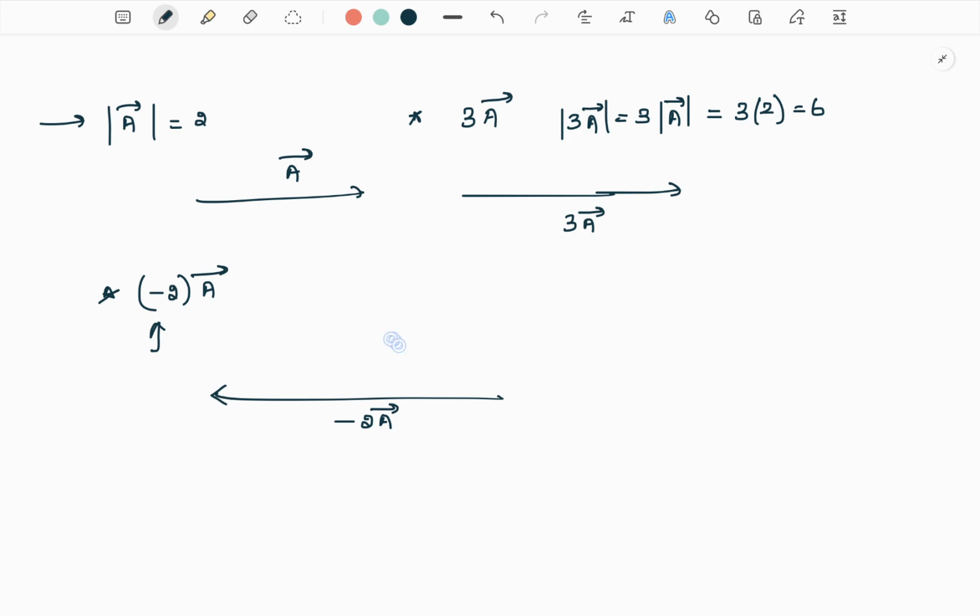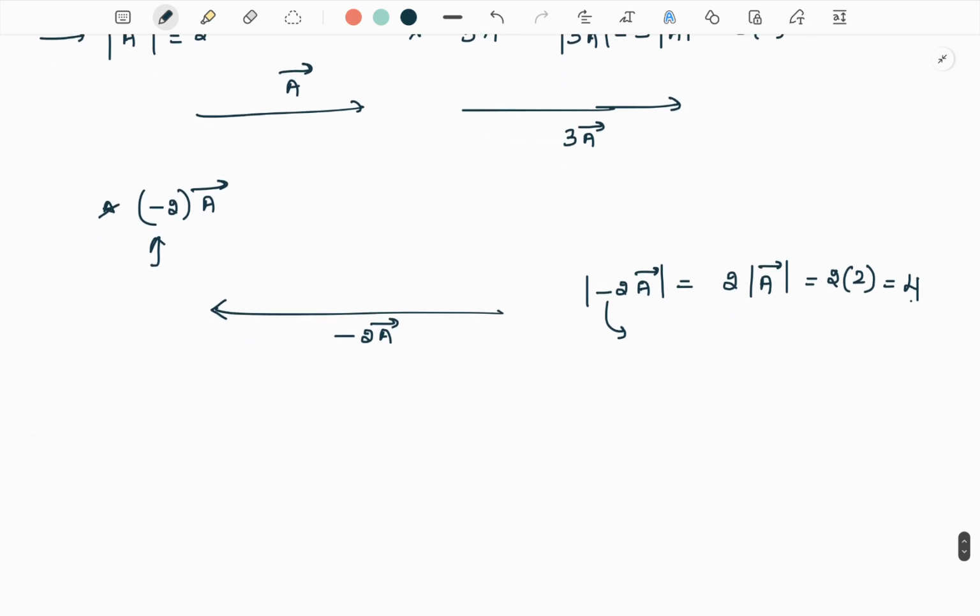But what about the magnitude of minus 2a bar? Here the minus is basically telling us that the vector that we have is in the opposite direction of the original vector, which is a bar. So it doesn't have anything to do with the magnitude. So this would be 2 times the magnitude of a bar, which is 2 times 2, which is equal to 4 units. Okay, so this is the multiplication of a vector by a scalar.